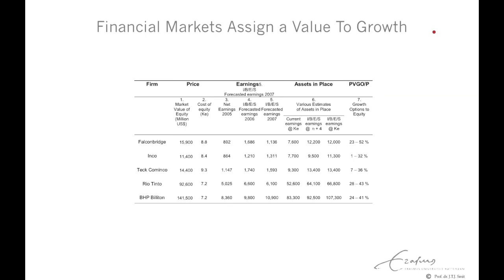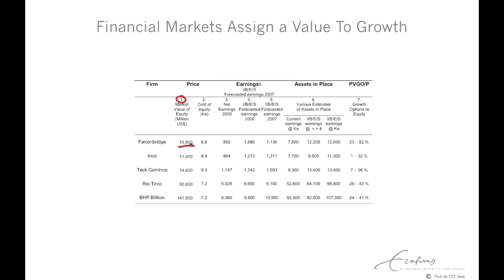Let's look at the mining industry as an example of how financial markets assign a value to growth. Over here we have 5 mining companies: Falconbridge, Inco, Teck Cominco, Rio Tinto and BHP Billiton. The first step is observing the market value of equity. This is the number of outstanding shares times the price of that share, in this case estimated at 2006. For Falconbridge, the market value at that moment was almost 16 billion.